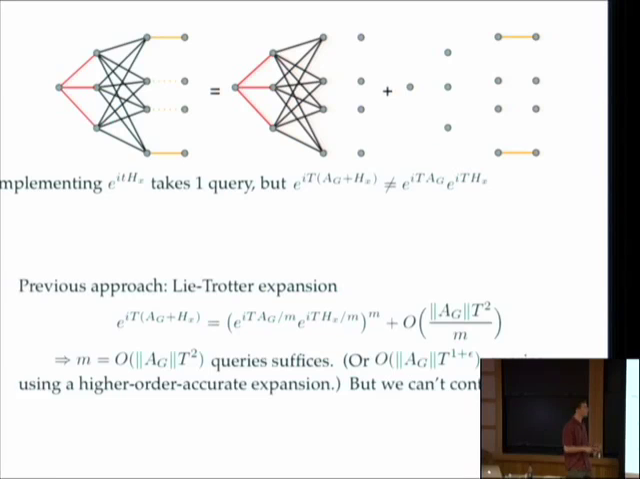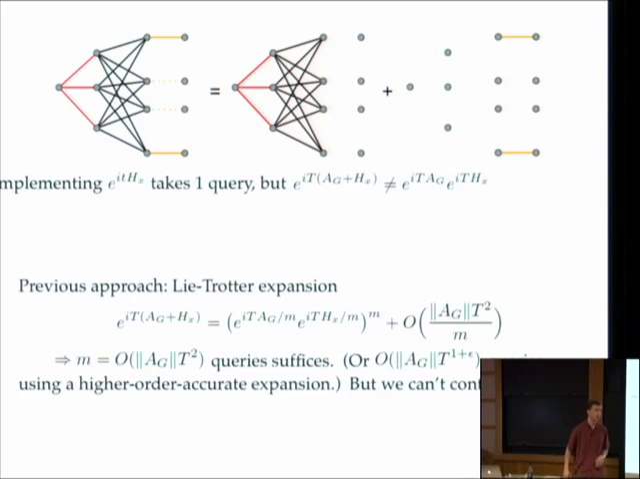And so one standard approach to this kind of expansion is the Lie-Trotter expansion. The exponential of the sum is equal to the limit as m goes to infinity of these kinds of exponentials. And the error term can be bounded like so. If you want the error to be a constant, the number of steps you have to make is about the norm of the matrix times t squared in this case. This can be improved to just t to the 1 plus epsilon using higher order expansions, for arbitrarily small epsilon.